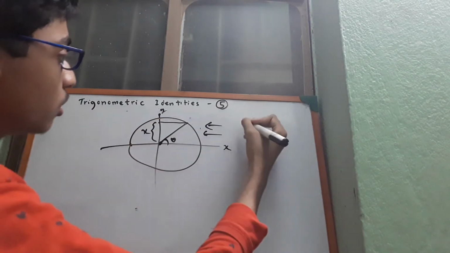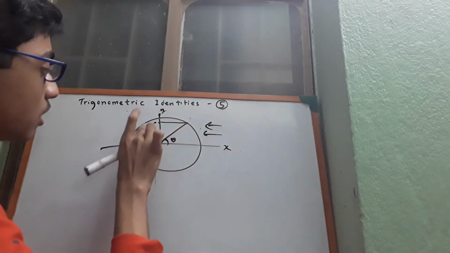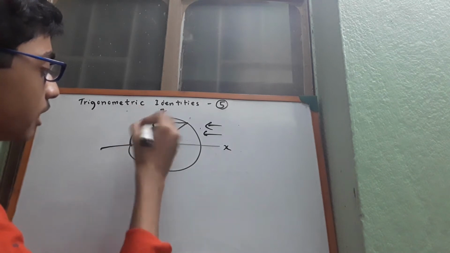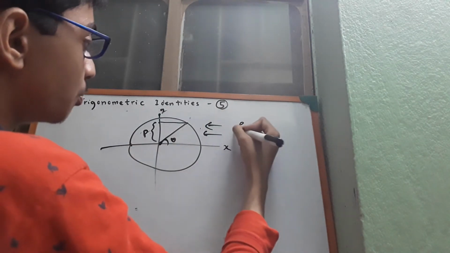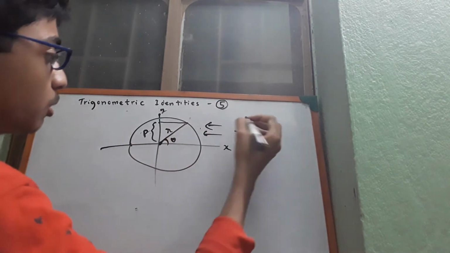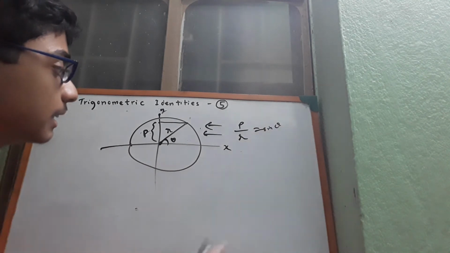Let this be p. I mean the entire length, the projection. So let the radius be r. Then p by r is what you call sine theta in such systems.